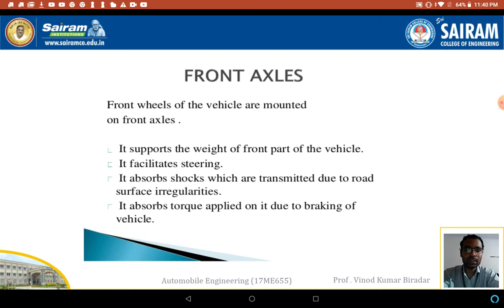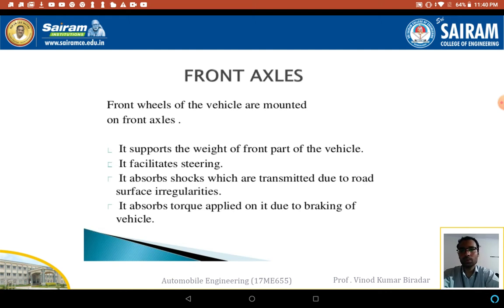Normally the engine is connected through some transmission system to the differential component. From the differential component, an axle extends on either side. It is like a shaft, and the wheels are mounted on it. So from the axle, power is supplied to the wheel. That is the meaning of axle.